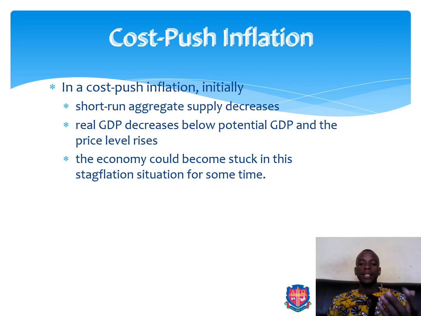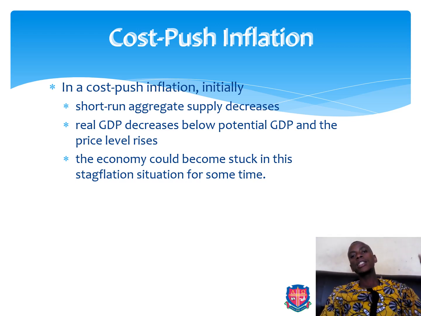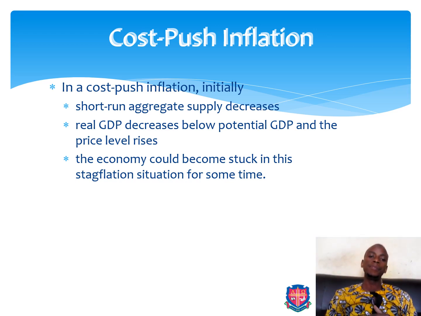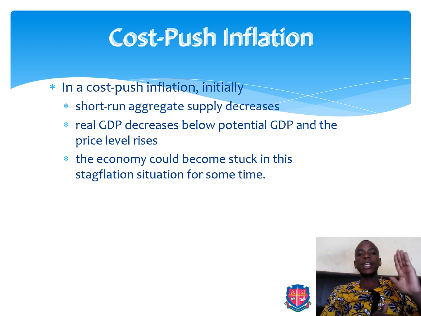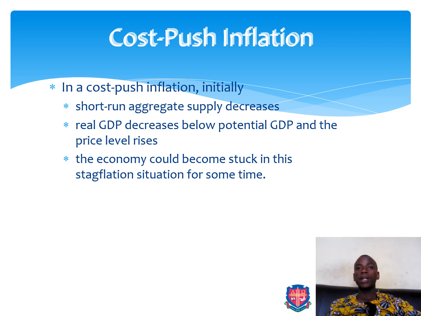So this is just a brief. In a cost push inflation, short run aggregate supply decreases. Real GDP decreases below potential GDP, and the price level rises. For the demand pull, it was the aggregate demand which was increasing. But in this case, under cost push, the aggregate supply will decrease. You can't supply if you can't produce.